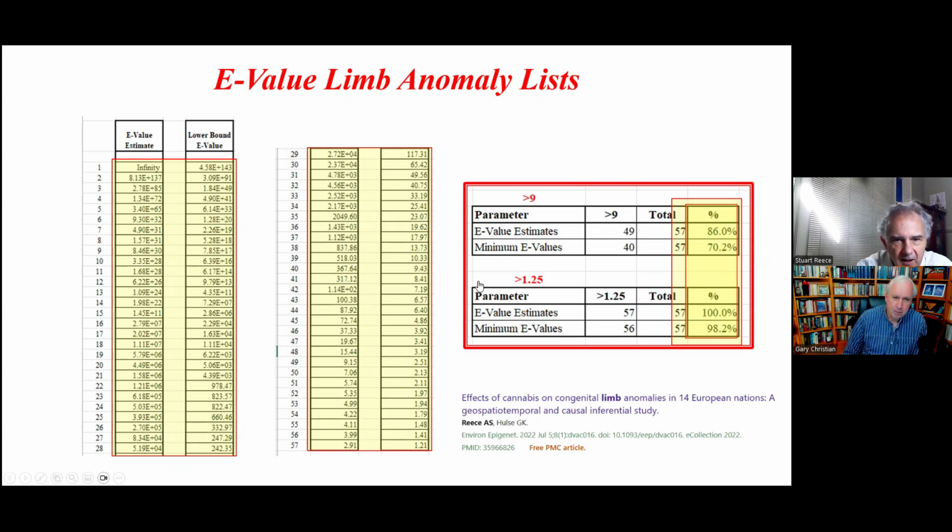That's right. So this table lists the 57 E values that emerged from this study. And you can see that 86% of them were higher than 9, which is very high. The tobacco lung cancer relationship has an E value of 9. And then this is above the limit of causality, 1.25, 57, 100% are above that limit, and 56, 98% of the lower E values are above that limit. So that's very strong evidence.